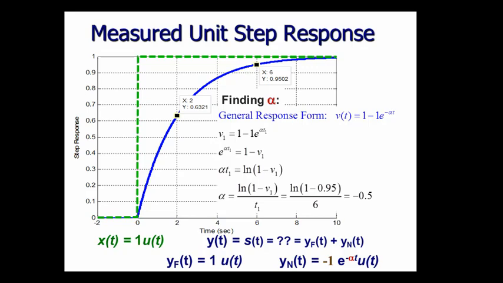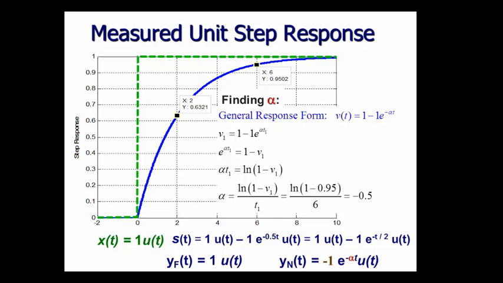So we'll plug in this point here. At time t equals 6 seconds, the voltage is at 0.95 volts, and solve for alpha, and we get minus 1/2. So now I know the total step response of the system is 1 u of t minus 1 e to the minus 1/2, or 0.5 t u of t, or if you prefer, 1 u of t minus 1 e to the minus t over 2 u of t. Okay. So we got that from measuring the output of the system.